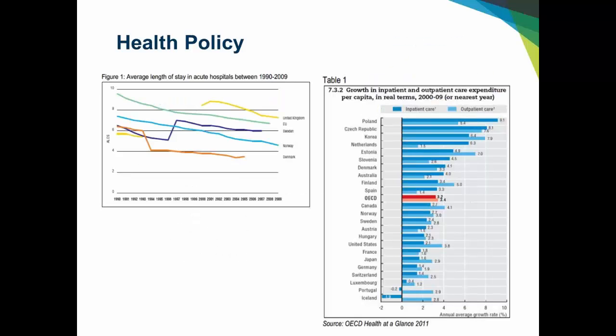So when you look at some of the research, you can also see that as a strategy that has been working to an extent. You can see in figure 1, the average length of stay in acute hospitals is reducing in a number of different countries over time. And in the second table, when you're looking at the growth in inpatient and outpatient care expenditure, it's outpatient care expenditure that is growing the most, and in most cases inpatient care expenditure is in fact reducing. So we've been putting these strategies into place.